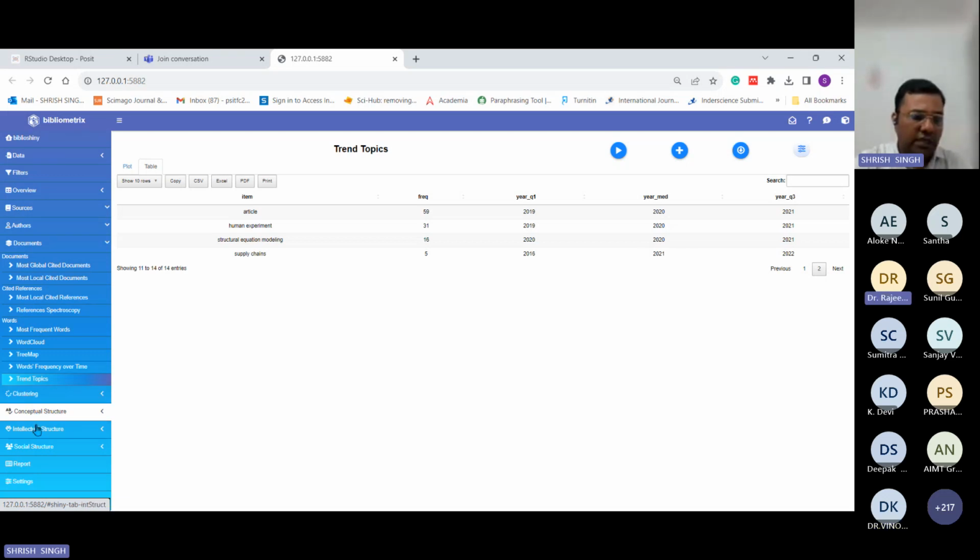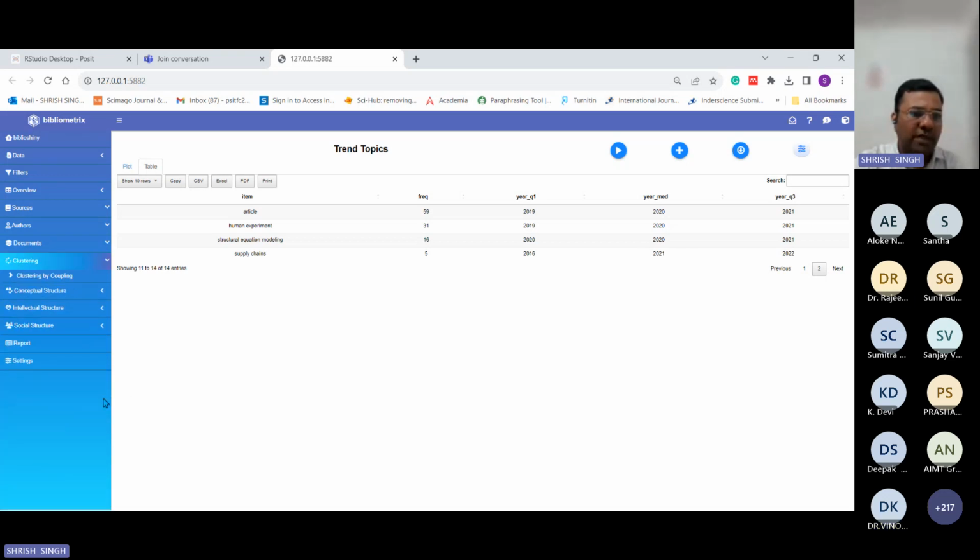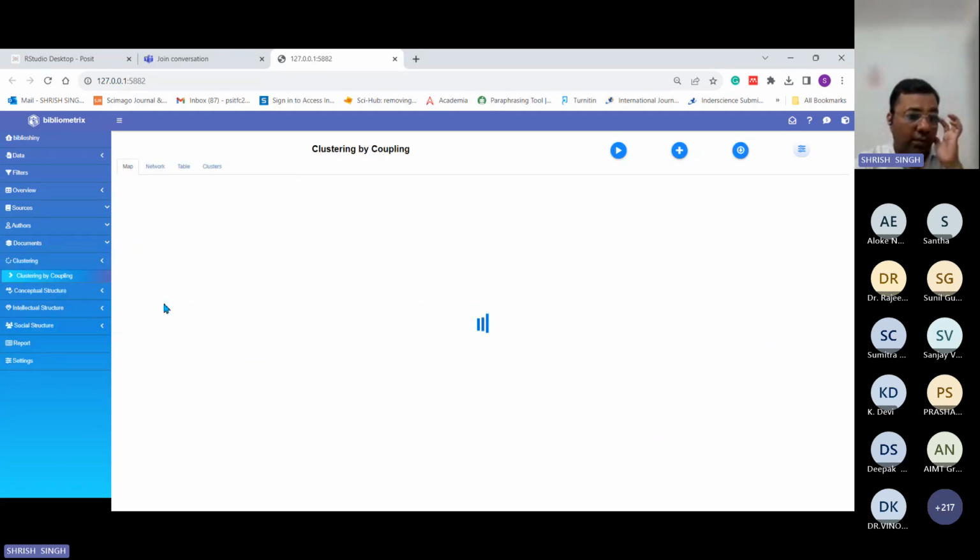Rest, there are a few other metrics also. You can just explore these things by yourself. There's nothing very complicated, but the most important metrics, which I've already told you, are overview, sources, authors, documents, and as far as clustering is concerned, in clustering you can find the clustering by coupling.